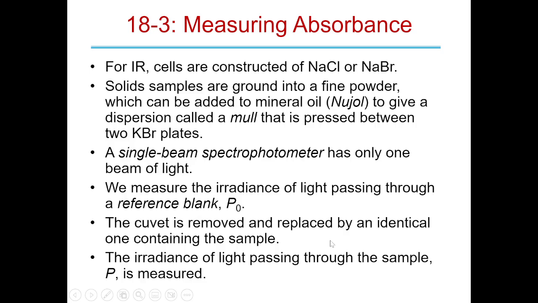Okay. The cuvette is removed, and it's replaced by an identical one containing the sample, and you guys did that with making a Beer's Law, and then you made a sample one, right? So those are all types of samples. Some of them were standards, whereas some of them were samples from a pill, right? Okay. So the irradiance of the light would then pass through the sample. This irradiance is measured as P.